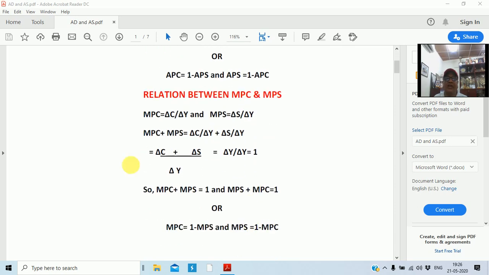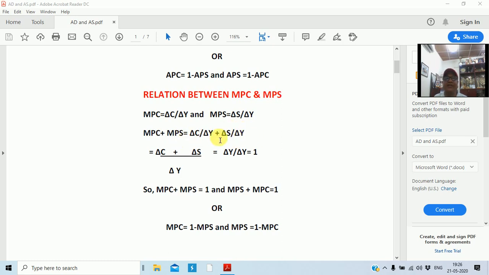Now moving to the next, the relation between MPC and MPS. What is MPC? It is the ratio between change in consumption due to change in income, and MPS is the ratio between change in saving due to change in income. MPC is delta C by delta Y, and MPS is delta S by delta Y. So if I write MPC plus MPS, here I put the value of MPC, delta C by delta Y, and the value of MPS, delta S by delta Y.